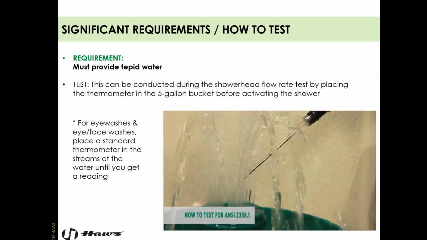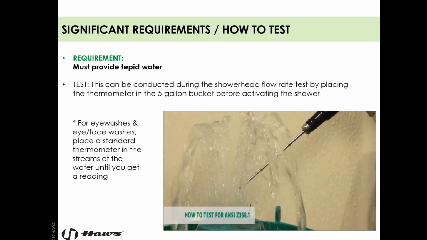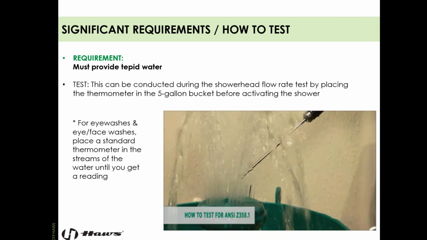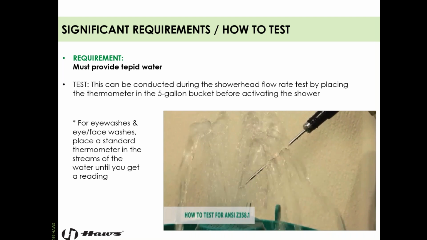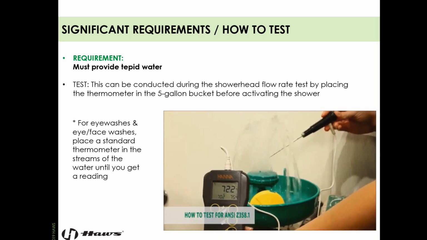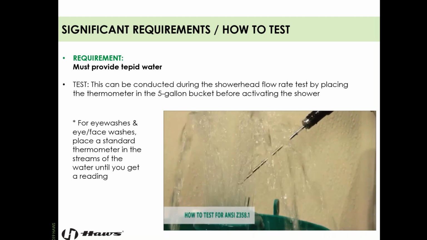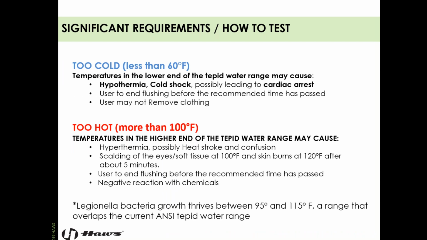Now, test the water temperature. This can be done a bunch of different ways. I mentioned throwing the thermometer in the bottom of the bucket. If you have a shower, it's a great way to test it. You can use a probe, laser, whatever your method is for measuring the water temperature. If it's an eyewash or eye face wash, just measure the water directly in the bowl and so on. But we need that temperature range.